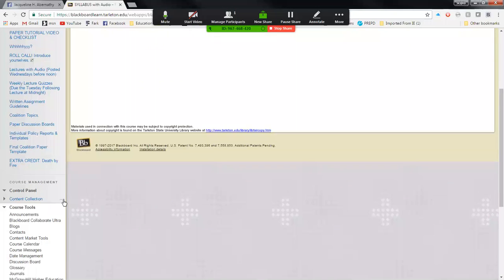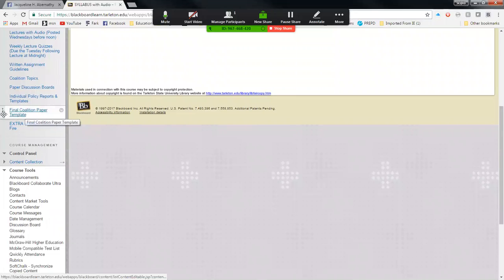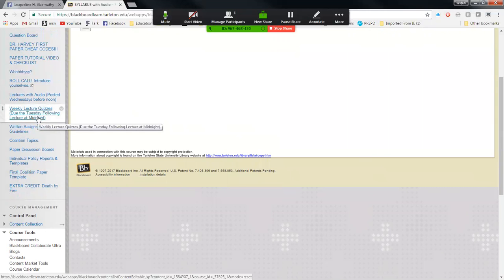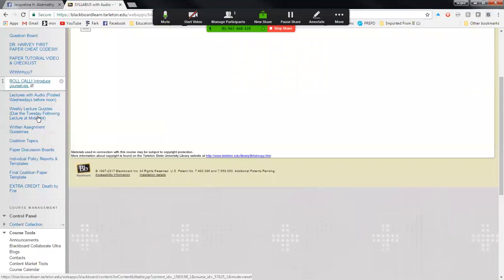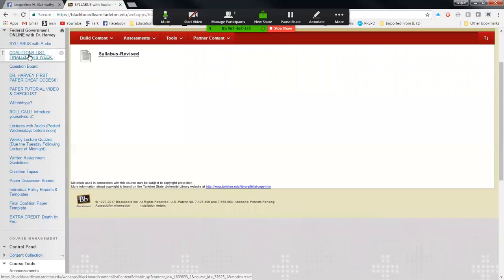You can find the final coalition paper template right down here, because I put them in order of when things are due. The last thing that is due in each class is your extra credit, so it will be right above the last thing, extra credit. Up here at the top, because it's the most important thing, is your coalitions list finalized this week. It doesn't matter which class you're in, it will still be here. Let me just use this class as an example.